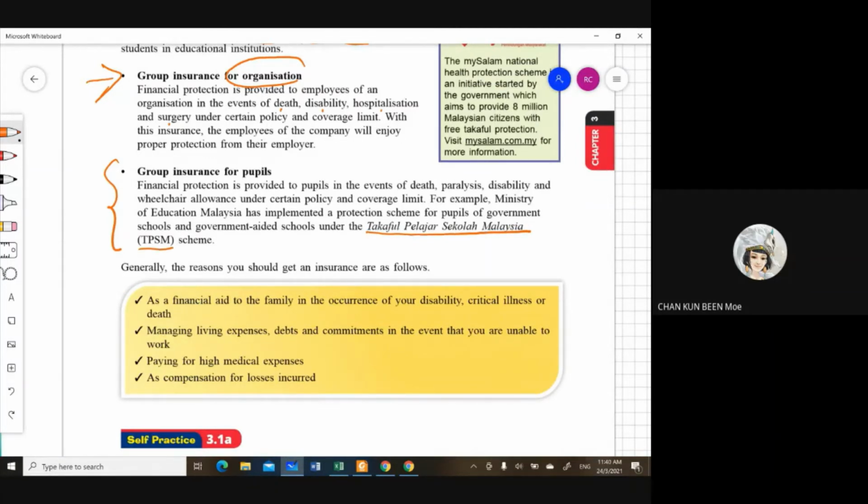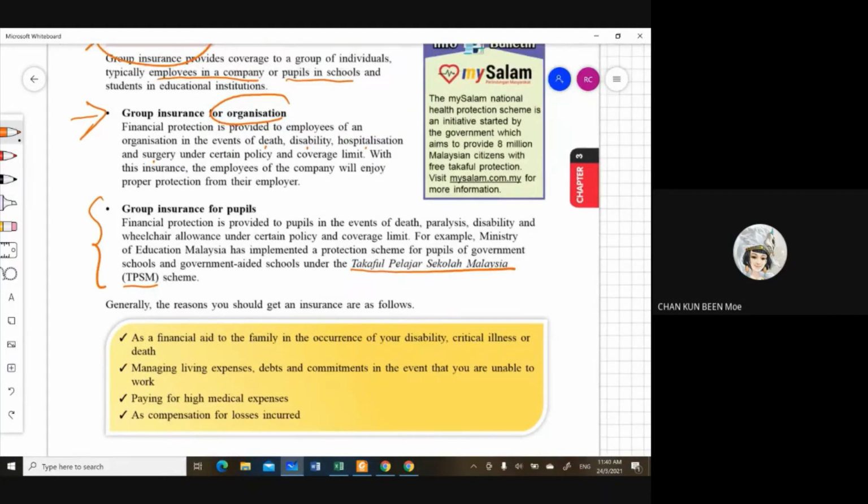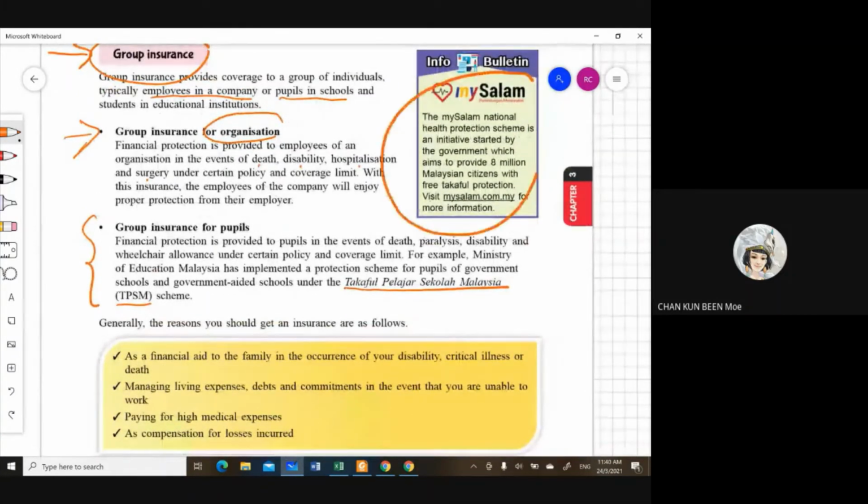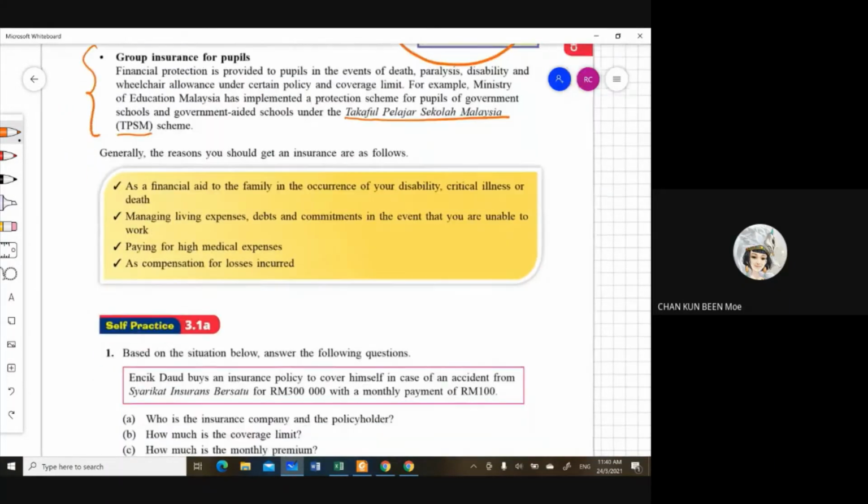So this one you can read about it. For example, this one, the My Salam. My Salam National Health Protection Scheme is an initiative started by the government which aims to provide 8 million Malaysian citizens with free Takaful protection. So this one you can visit for more information. I didn't visit. If you want to visit, you can go visit.